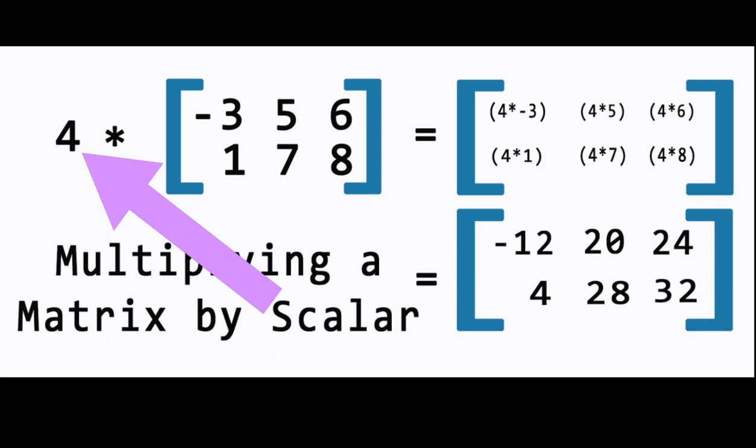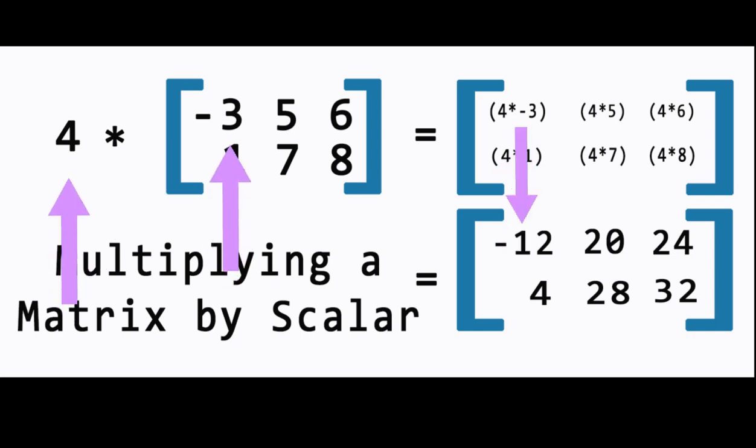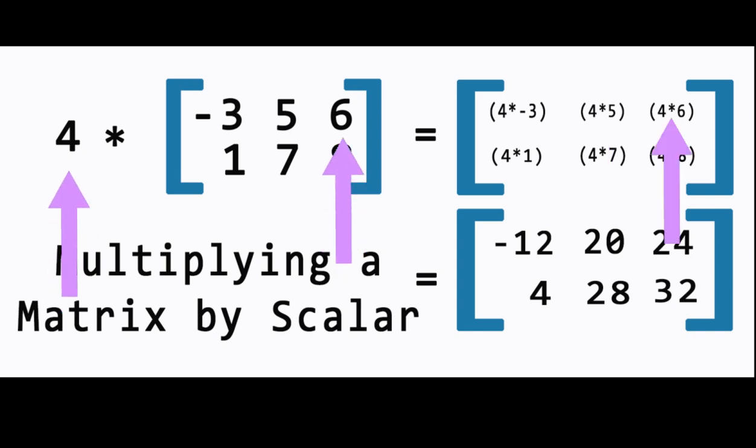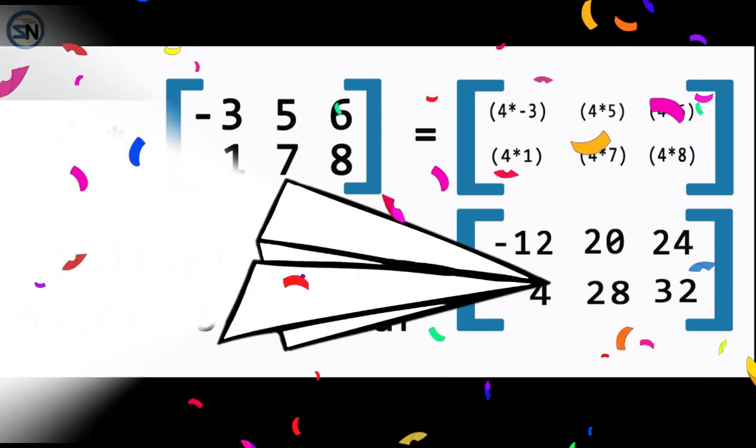As you can see, the 4 is the scalar and the matrix is 2 rows of 3 columns. Step 1, 4 times negative 3 equals negative 12. 4 times 5 equals 20. 4 times 6, 24. 4 times 1 equals 4. 4 times 7, 28. 4 times 8, 32. You now know how to multiply a scalar with a matrix. Congrats, you did it.